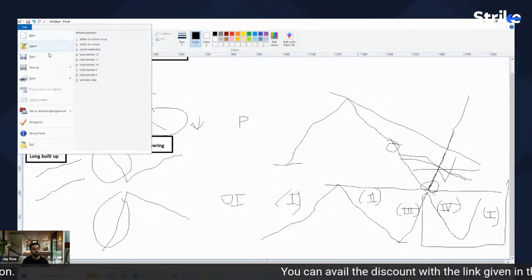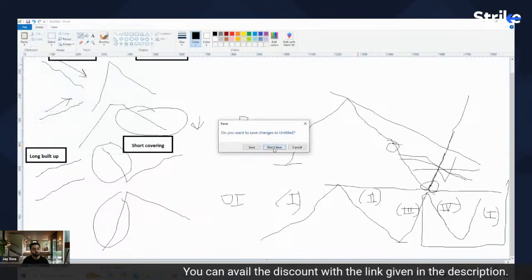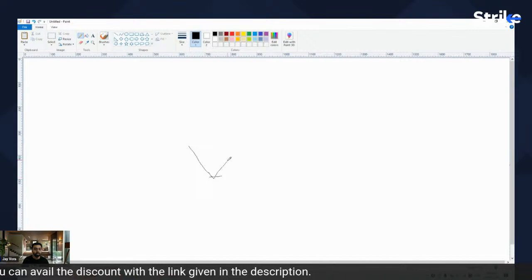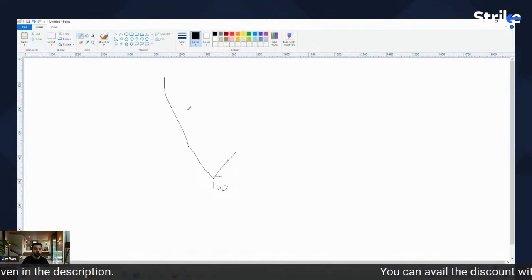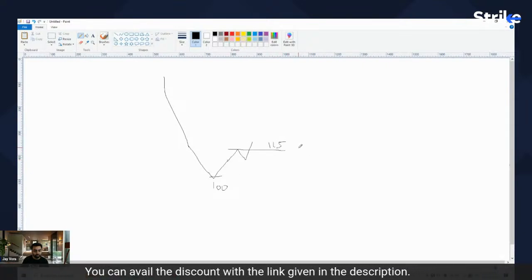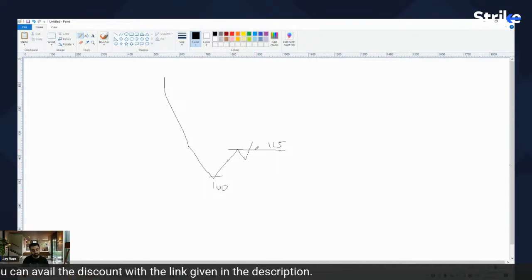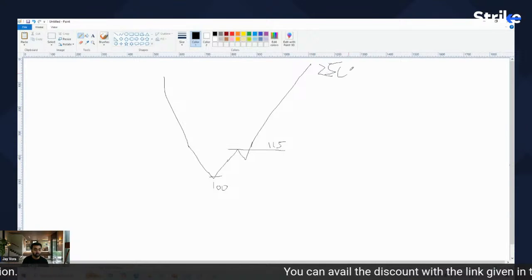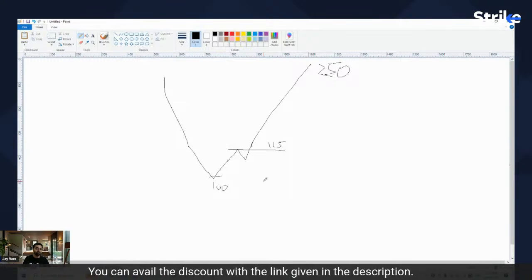Now you will tell me, boss, you have told me to see the weekly chart, but suppose the weekly low is 100, and my reversal point is coming at almost 115, so I am losing out 15% over the year, right? But trust me, when these reversals happen, that 100 can become 250, 300, and it can be even bigger than that. So to that extent the reversal can happen, okay?